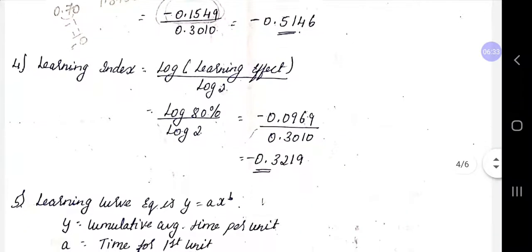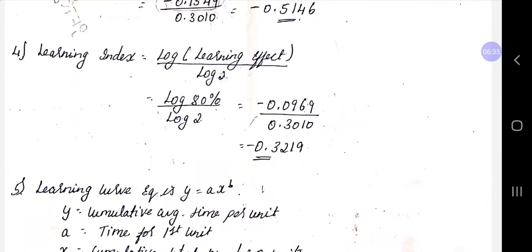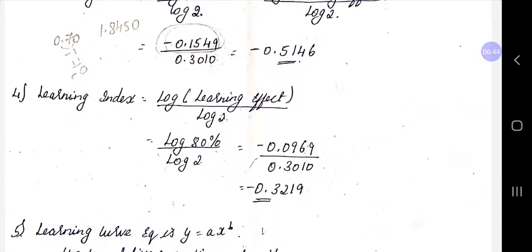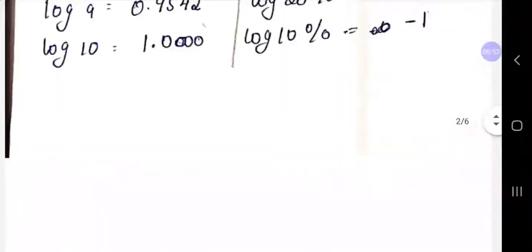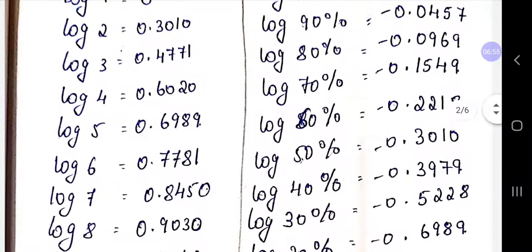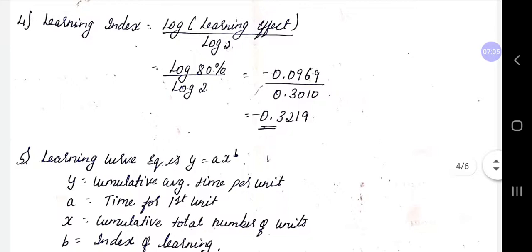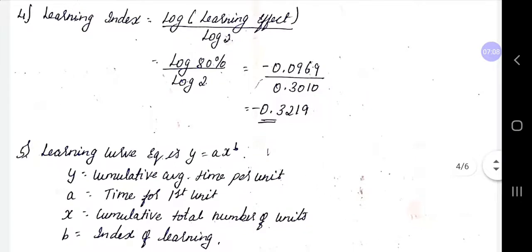Next, the fourth one is also the same thing. These are the 2 mark or 1 mark questions. Find the learning index for 80 percent learning effect. So log 80 percent divided by log 2. Here log 80 percent is minus 0.0969, divided by 0.3010. You will get minus 0.3219.